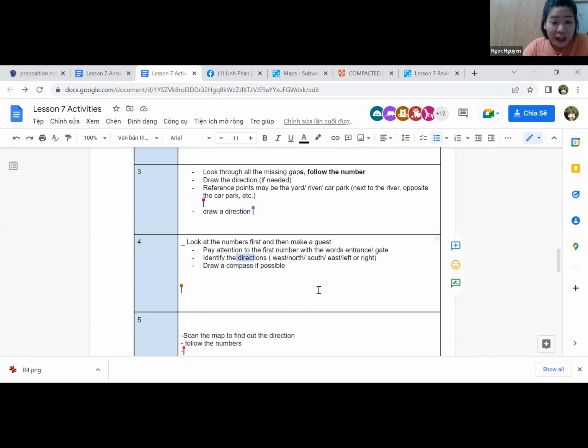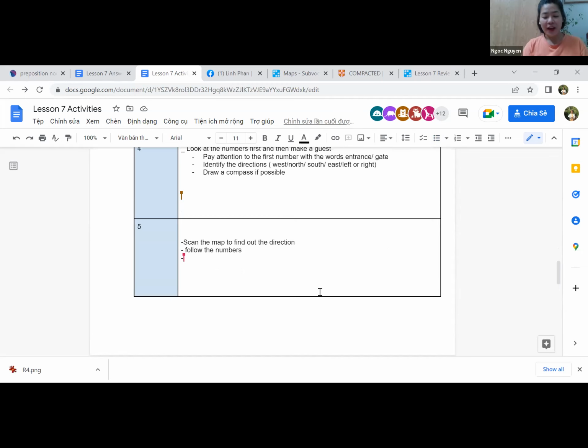Identify directions, very good. And group number five said that you should scan the map, and then you should also follow the numbers. I agree. Exactly, scan the map. There are different purposes of scanning a map. Number one, to make yourself familiar with how things are arranged, where things are, be familiar with the names of given places, and to imagine how places are related to each other, and follow the numbers. I totally agree. And yes, you can draw a compass if you want.